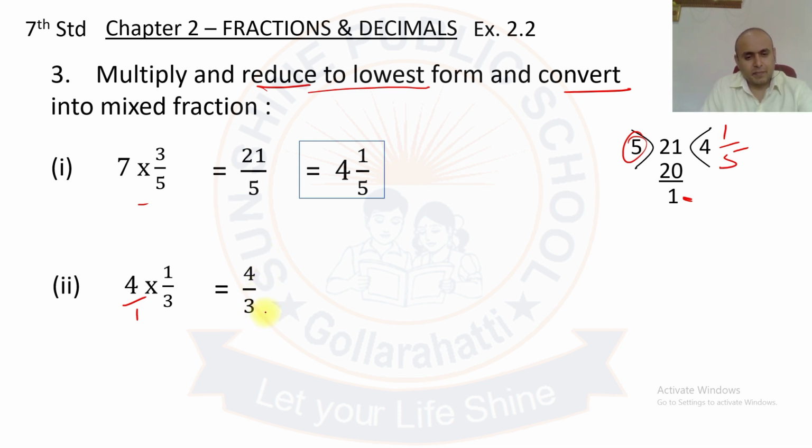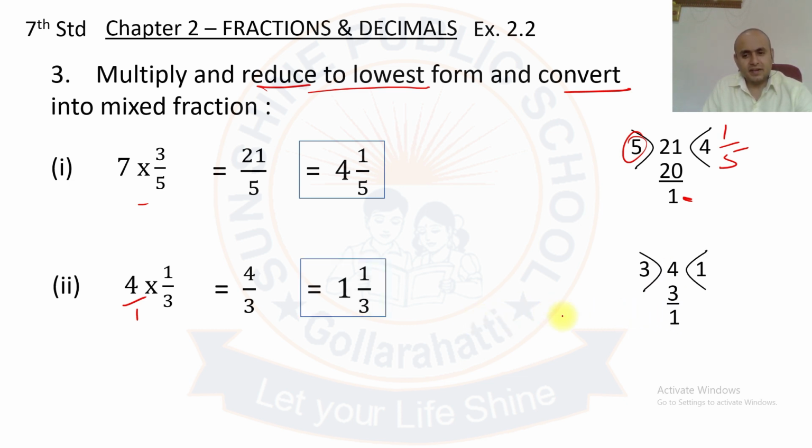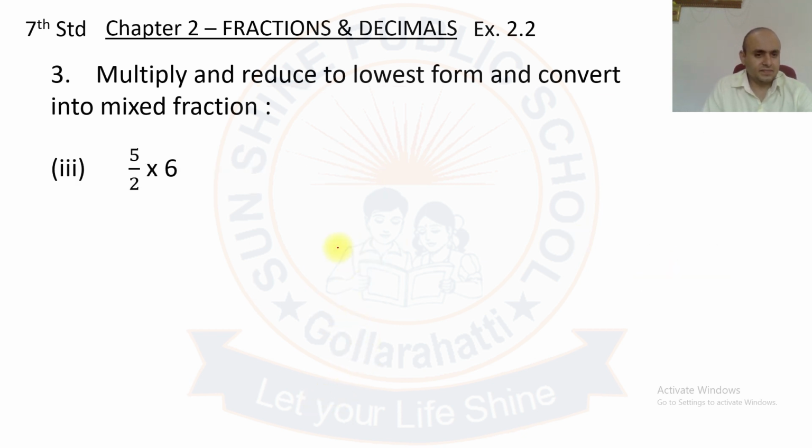To convert it into mixed fraction, you have to divide 4 by 3. When we divide 4 by 3, we get 3 ones are 3 and 1 remainder. The 1 remainder goes to the numerator and this is 1 by 3. So answer is 1 1 by 3. Next question. 5 by 2 into 6.